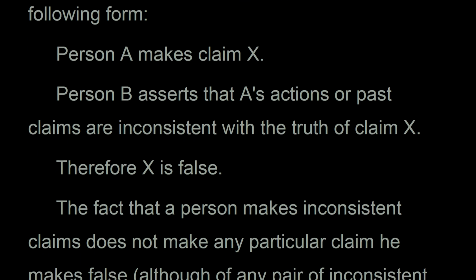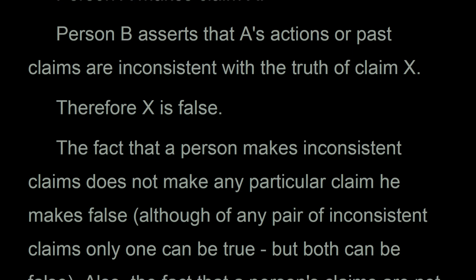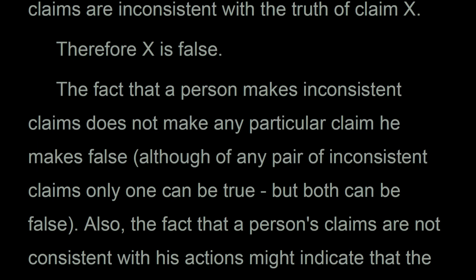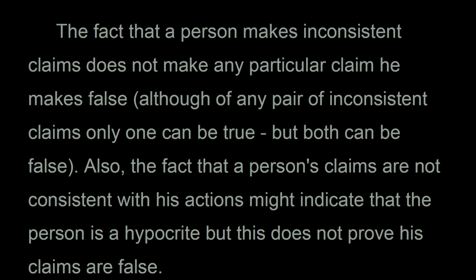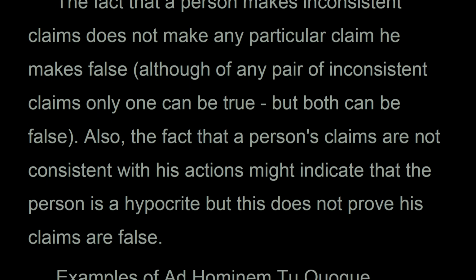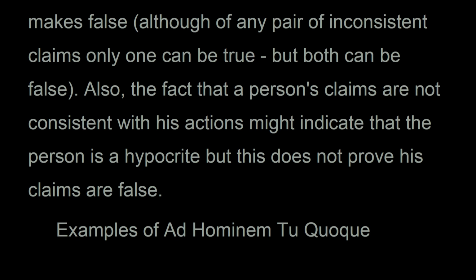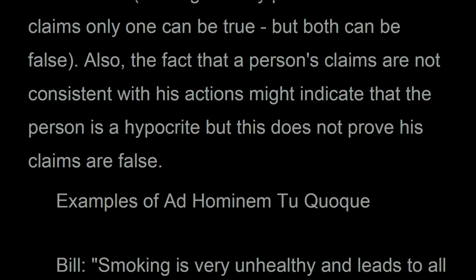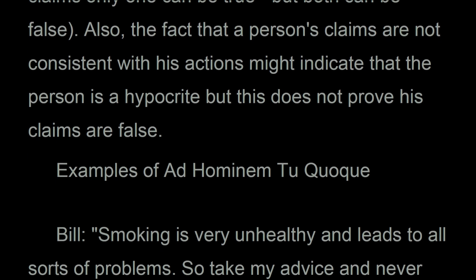Therefore X is false. The fact that a person makes inconsistent claims does not make any particular claim he makes false. Although of any pair of inconsistent claims only one can be true, both can be false. Also, the fact that a person's claims are not consistent with his actions might indicate that the person is a hypocrite, but this does not prove his claims are false.